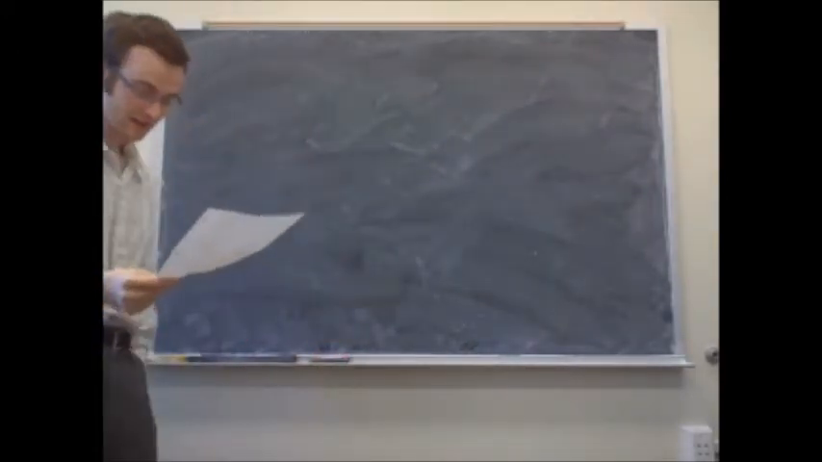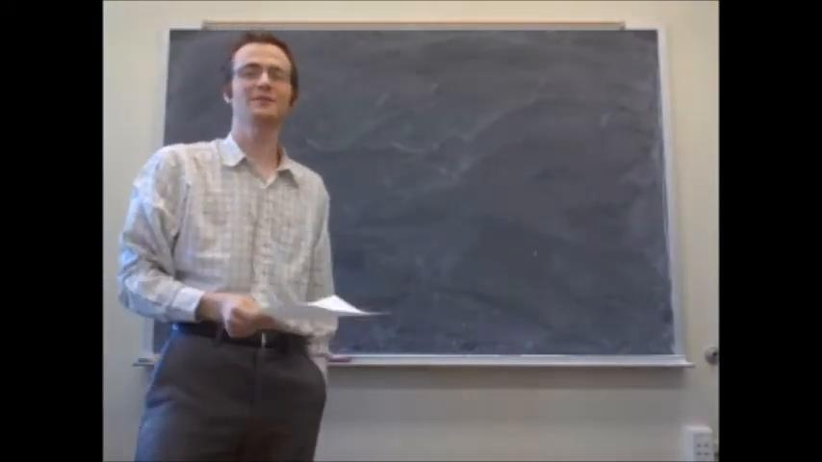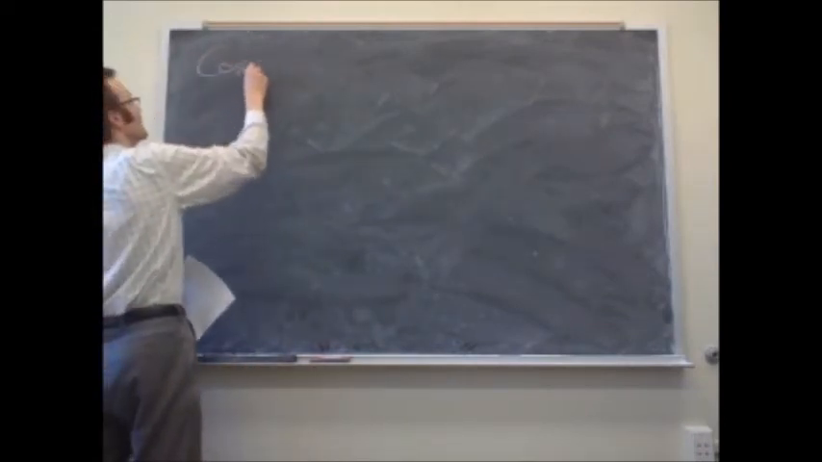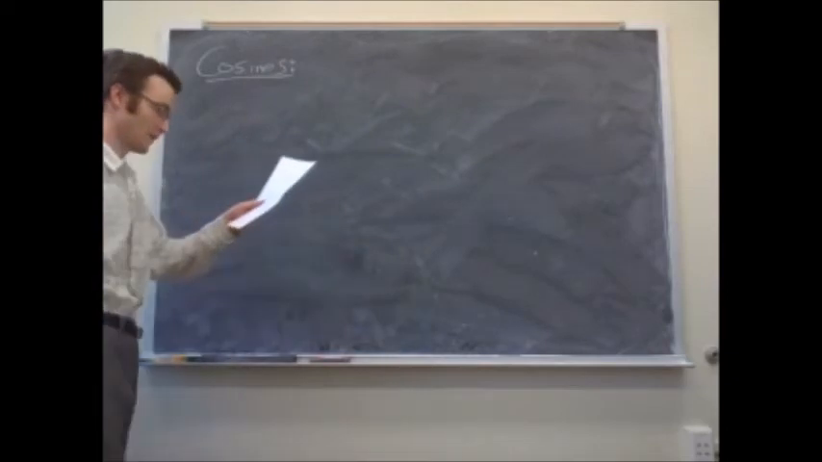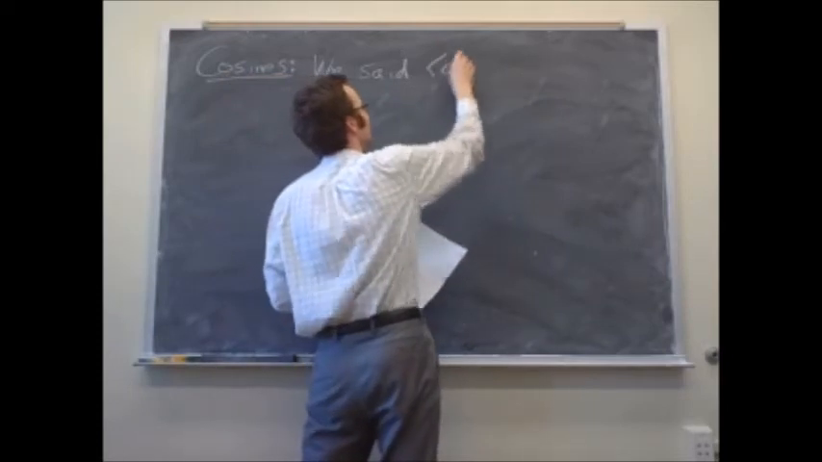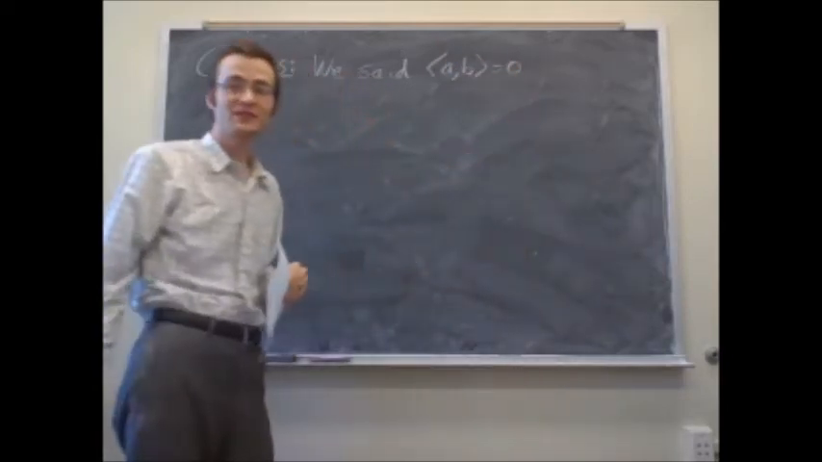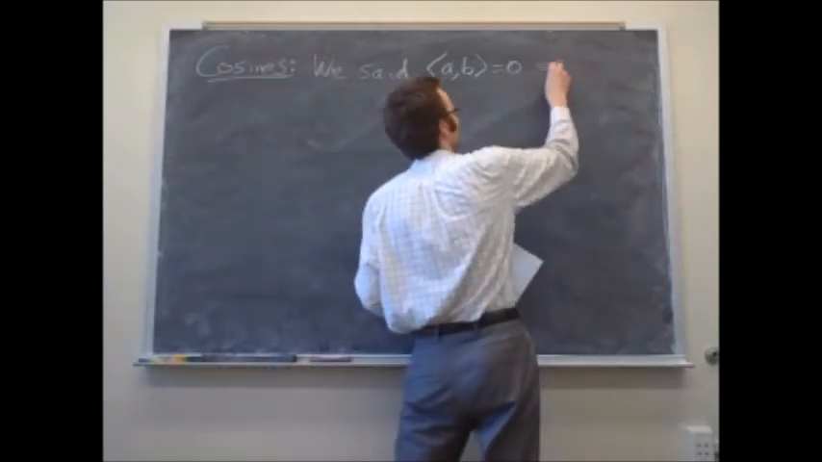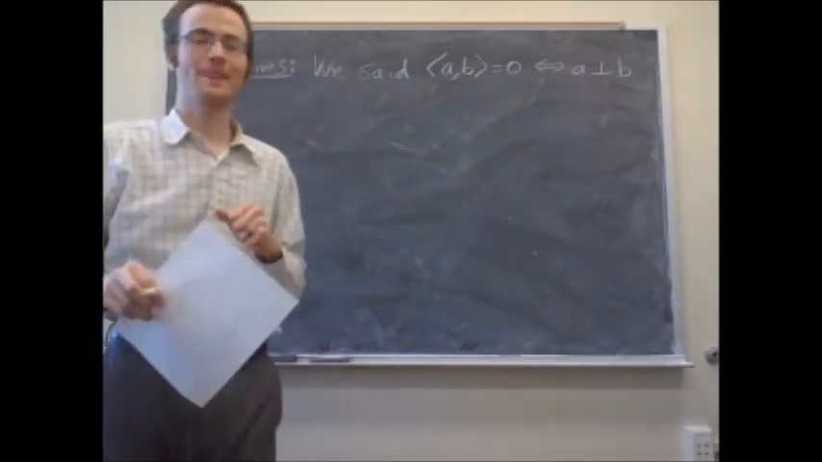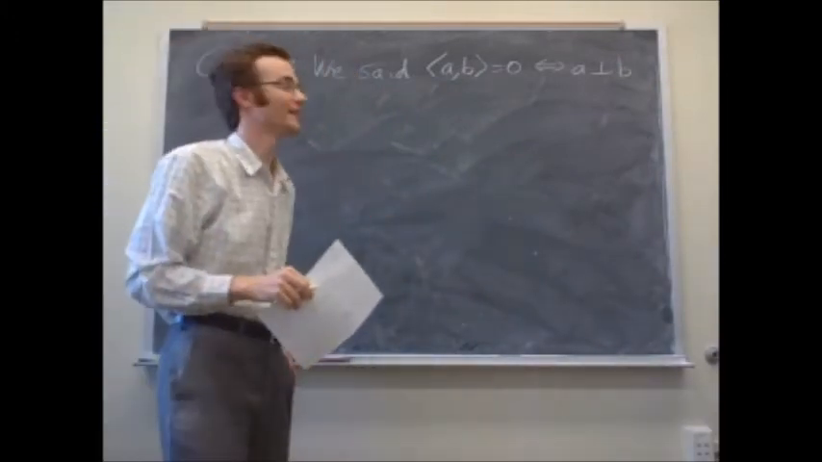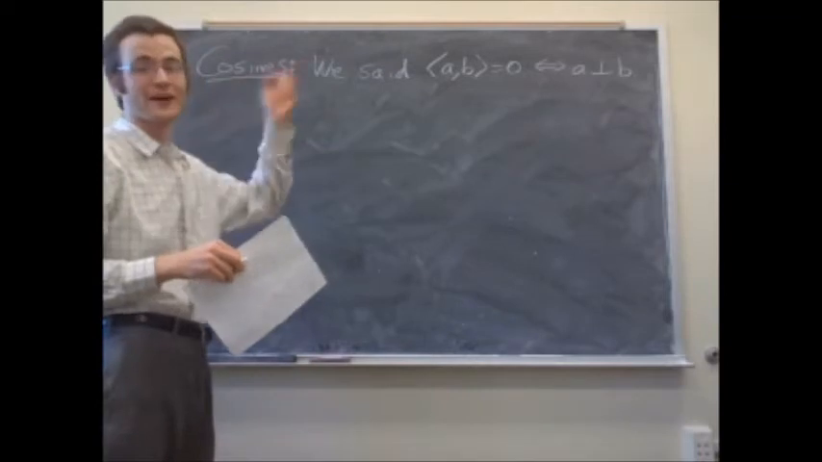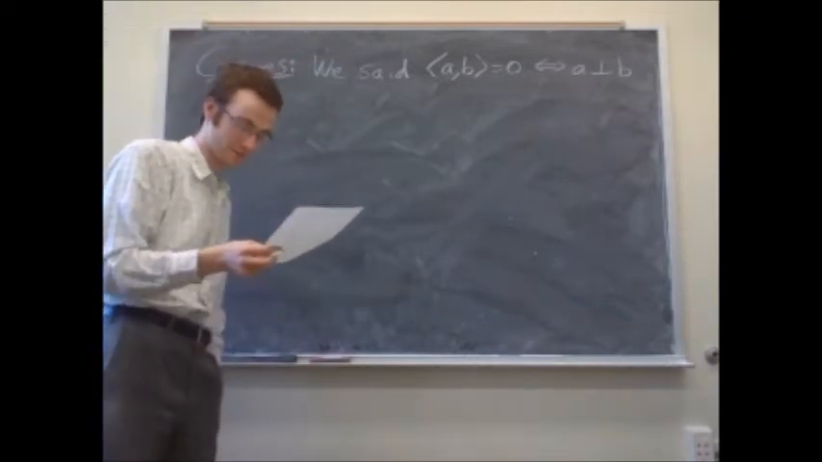All right, so next, we're now going to say a few things about inner products that are interesting. The first one is cosines. We said that the inner product of two vectors is 0 if and only if A is orthogonal to B. In fact, this was our definition of orthogonal, and then we showed it worked in R2, and it works in Rn. It doesn't really make sense to talk about angles if we're not talking about Rn, but we can define it this way. We can define that they're orthogonal.